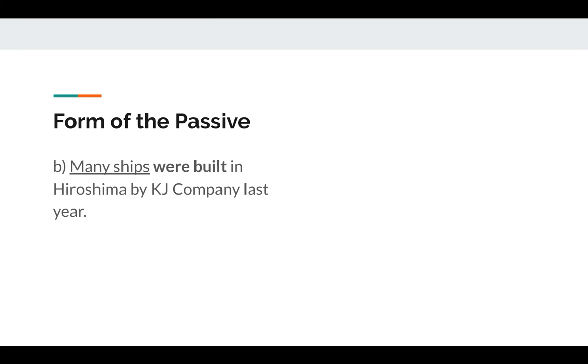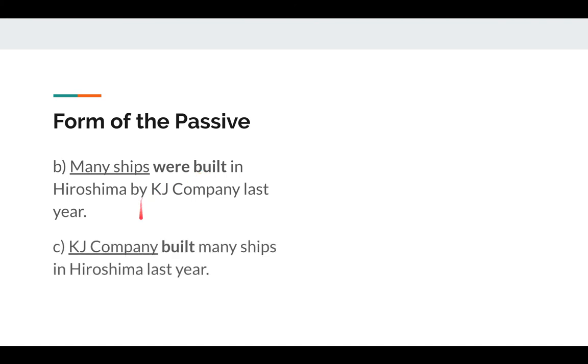We'll compare active and passive. So let's read B. Many ships were built in Hiroshima by KJ Company last year. Okay, many ships is the subject, were built is the verb. And then here by KJ Company is the agent. All right. But in C, this is an active sentence. And this is probably what you're more comfortable with. KJ Company built many ships in Hiroshima last year. All right.